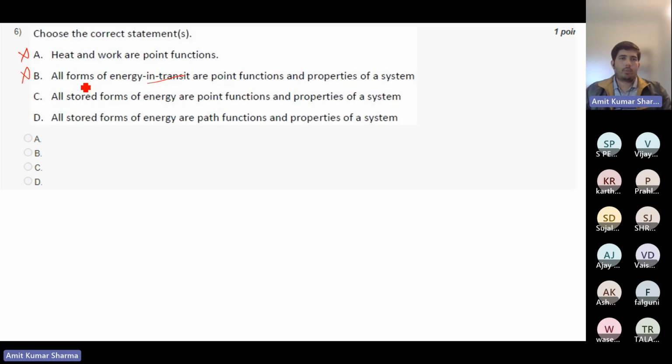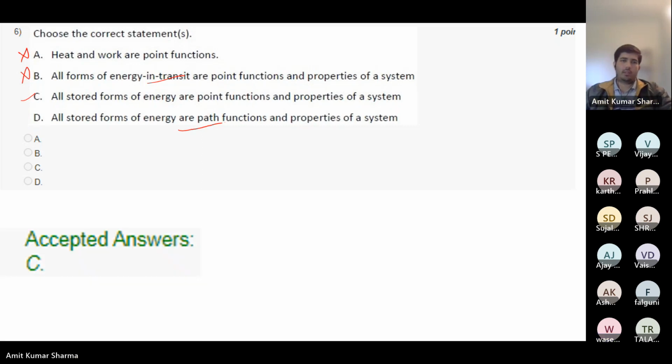Option C: all stored forms of energy are point functions. Correct, because temperature and pressure are stored forms. Temperature may be due to the internal energy. So these are stored energy, and that is a point function, and it also defines the system. So they are also properties of a system. Option C seems correct. Option D: all stored forms of energy are path functions. No, they are not path functions. They are point functions. So the correct option is option C.